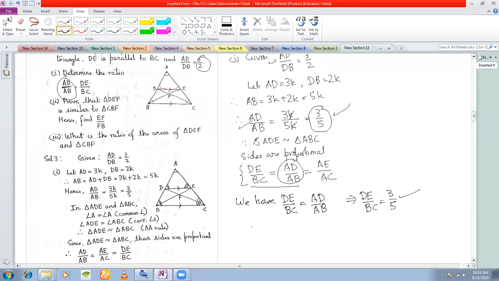The next part of the question, part 2, states: prove that DEF is similar to CBF. So which two triangles are we talking about? Let me just erase this. We are talking about DEF, this triangle, and CBF, this triangle. Obviously these two are similar because this resembles your type 1 figure.